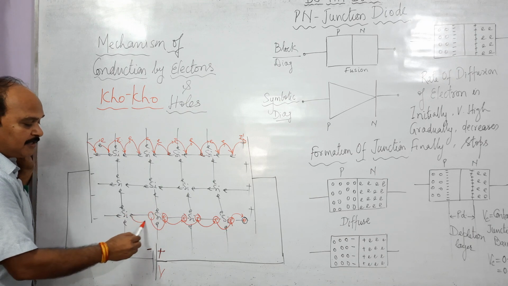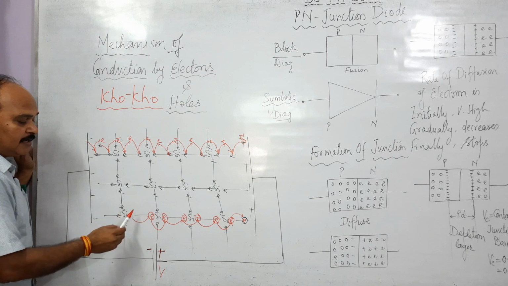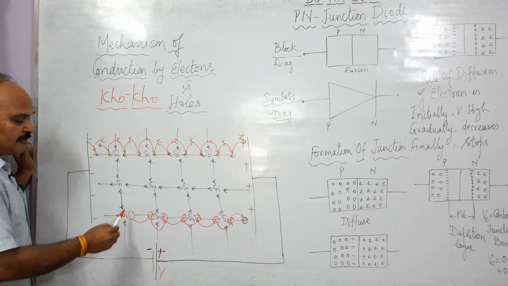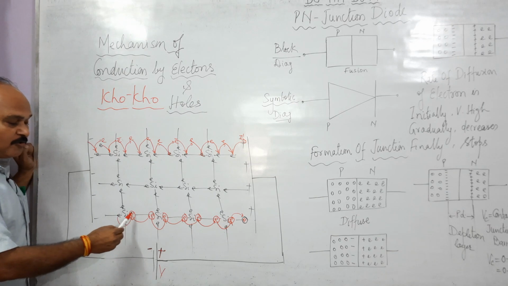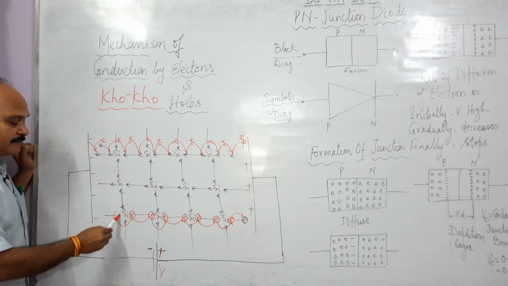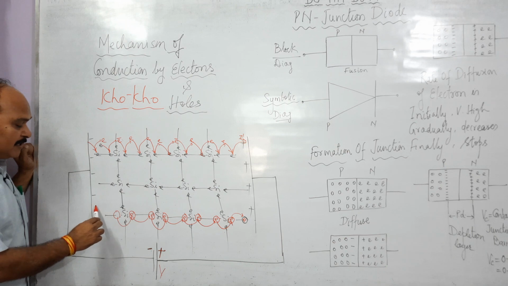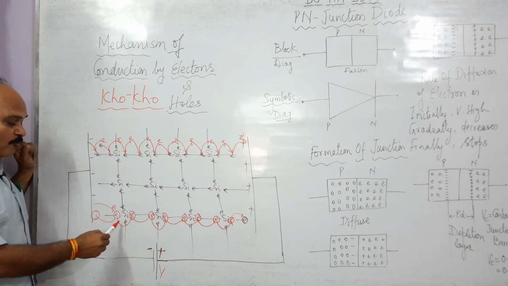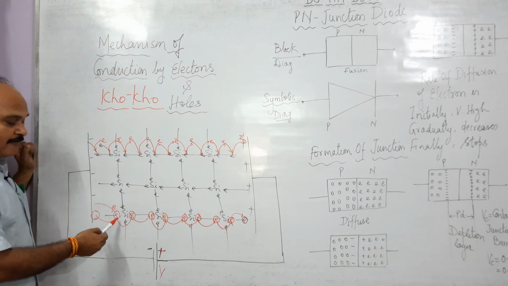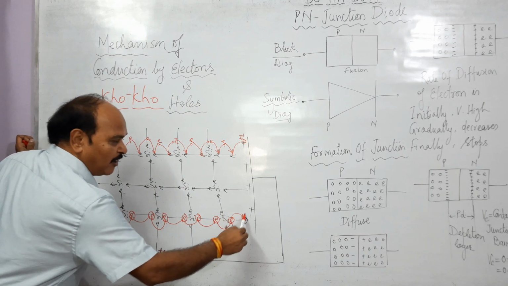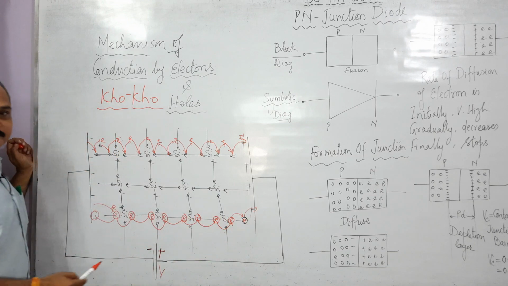If this electron jumps here, what happens? This is no more a hole. Instead, a hole is created here. If any of these 4 electrons jumps here, this is no more a hole. Instead, a hole is created here. Now, if an electron jumps here from the external circuit, this is no more a hole. Instead, the hole moves out. The moment the hole moves out by taking an electron from the external circuit, then and there an electron moves out so that a fresh hole is created here.